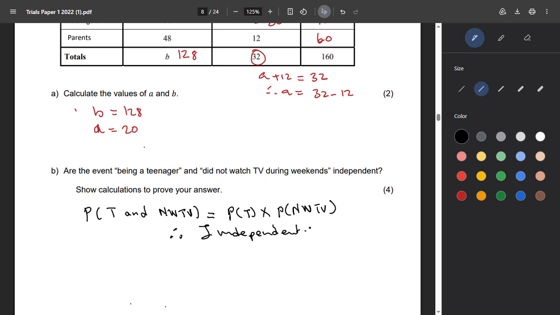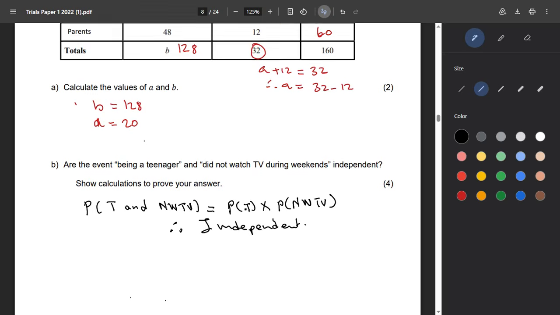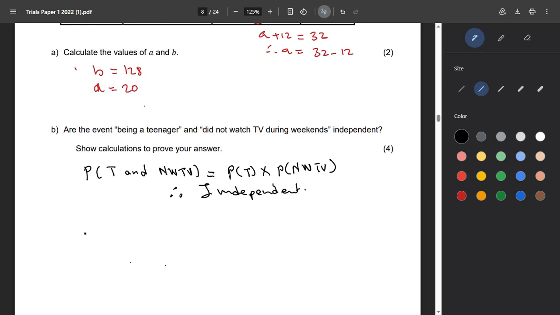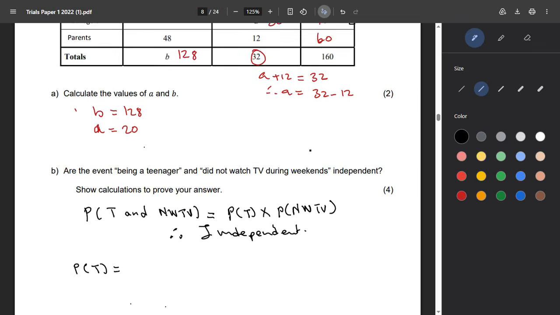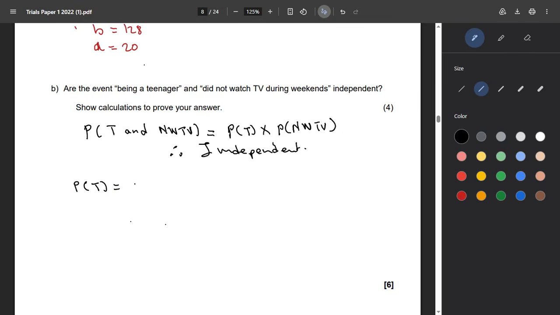So I think this has to do with understanding what you need to do first. We need to first find the probability of being a teenager, the probability of the intersection and so on. So I'm going to first find the probability of being a teenager. How many teenagers do we have? The total of teenagers is 100. That will be 100 over 160. So the probability is 100 over 160.